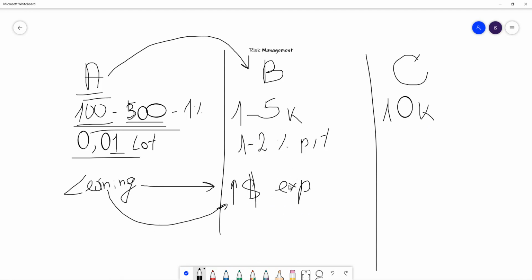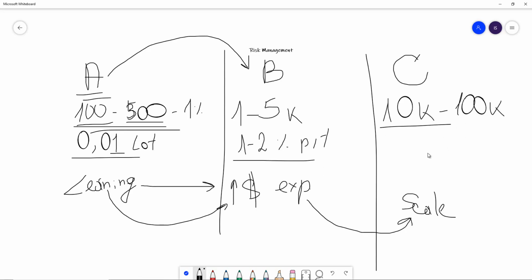All right. And then from gaining this experience, from being confident, all you have to do is just scale. This is the phase where you start scaling, where you start making more money because you're confident with your skill, you're confident with your risk, and you can get from 10K all the way to 100K in capital. It could be funded, it could be your own money. Personally, I prefer to trade my own money.